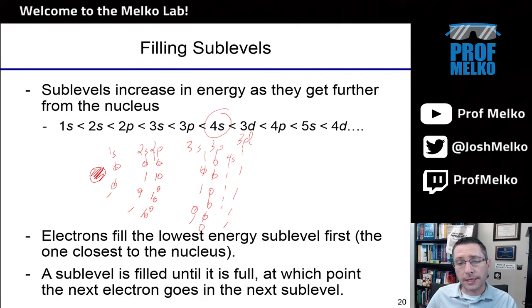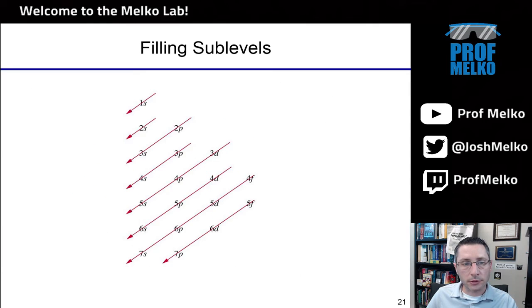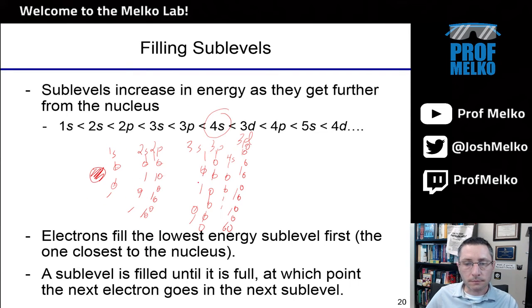After that, I can't go to 3d. I go to 4s first for the next 2 electrons. And then after that, I jump back to 3d, and I can put 10 electrons in any d sublevel: 1, 2, 3, 4, 5, 6, 7, 8, 9, 10. Electrons fill the lowest, or closest to the nucleus, energy level first, before going further and further out. And each sublevel is filled up with electrons until it reaches its maximum: 2 for each s, 6 for each p, 10 for each d, 14 is the max for f.